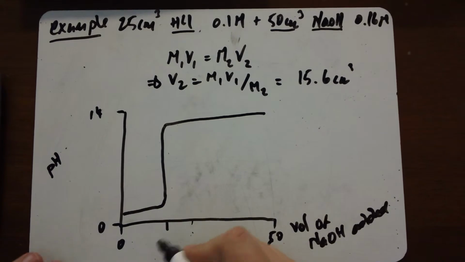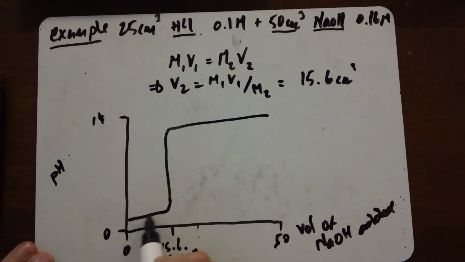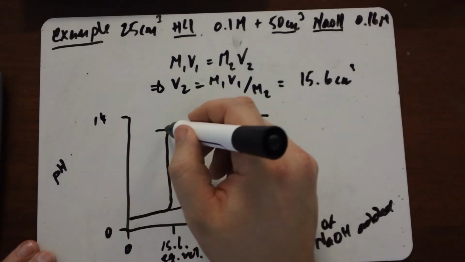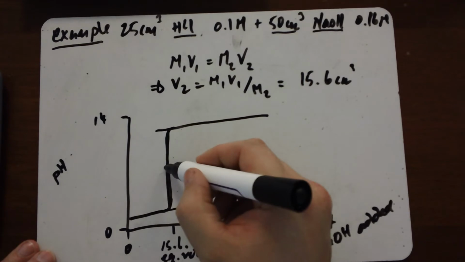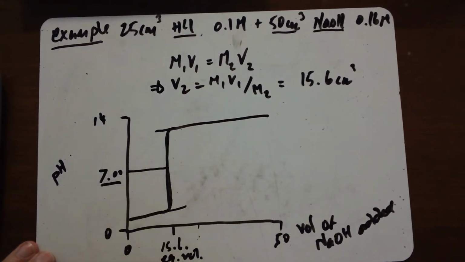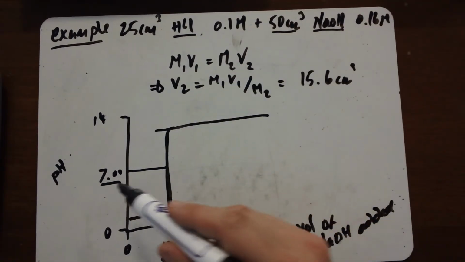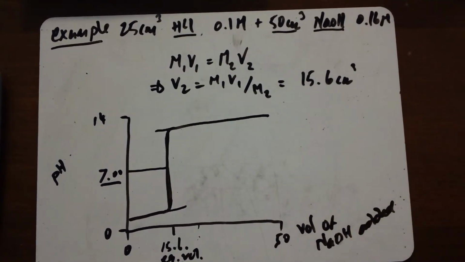So this here is going to be our equivalence volume. We can extrapolate forwards, we can extrapolate back, we can take a vertical section, half that value, and we'll see that the pH at the equivalence point for a strong acid, strong base is 7. And that's how you go about drawing pH curves.